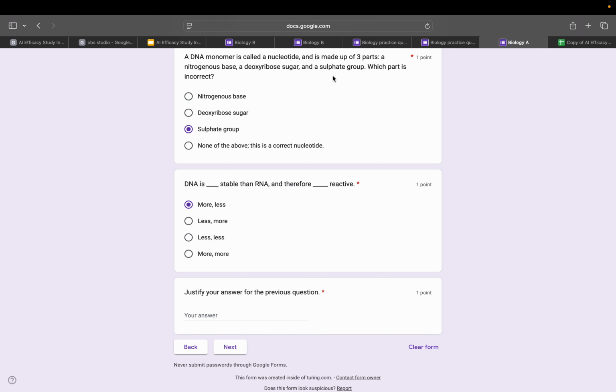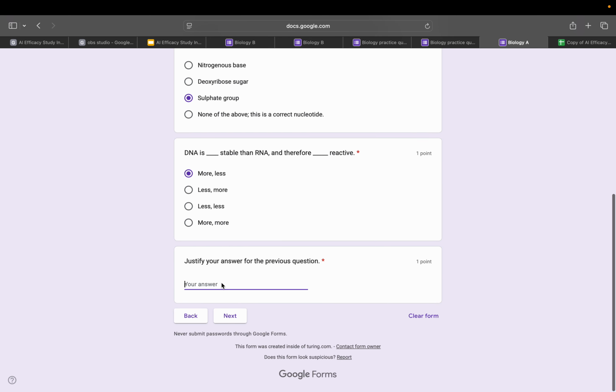It was a phosphate group. Yeah, so there was a phosphate group instead of a sulfate group. Yeah. And therefore, less reactive. Justify. It has one less hydroxyl group, which I'll call hydroxyl group.